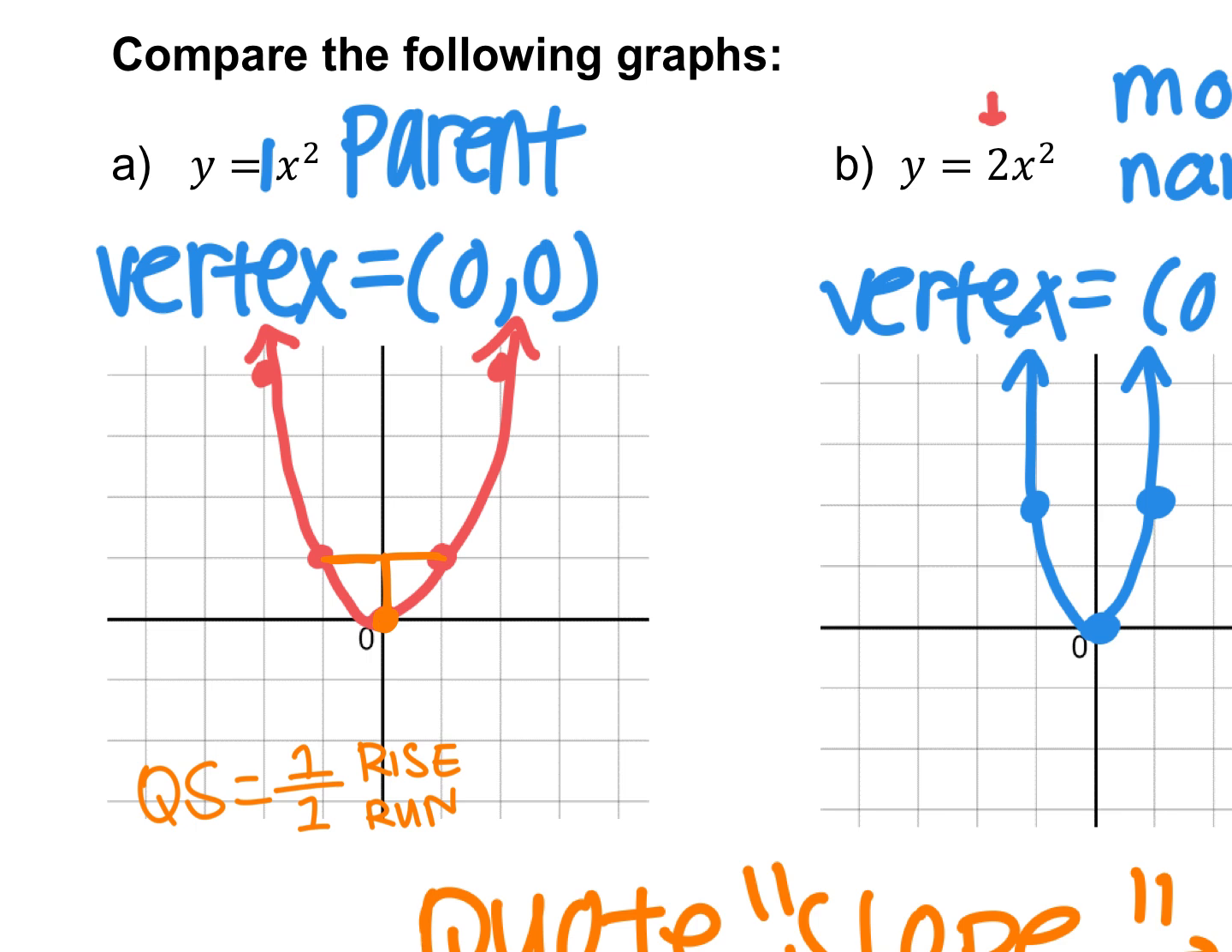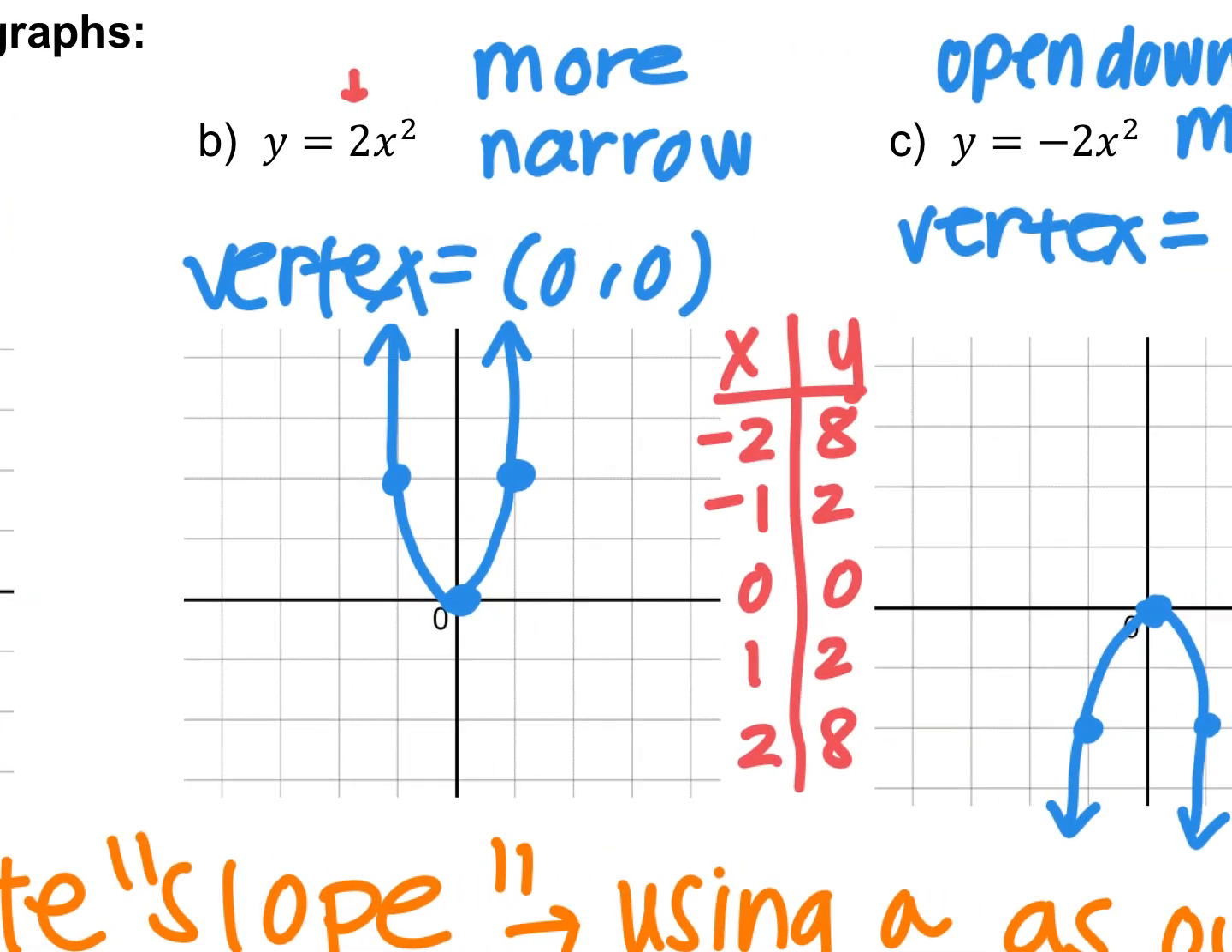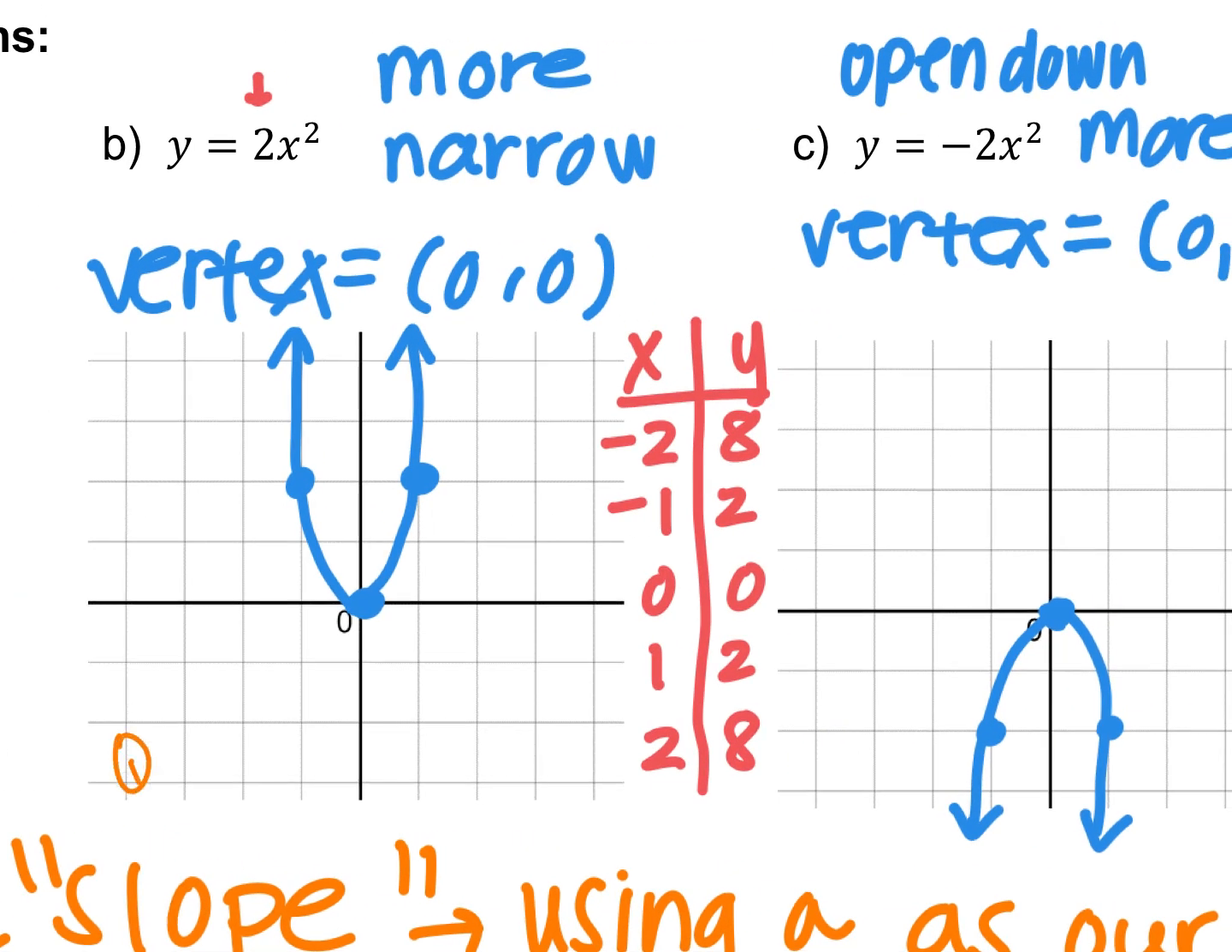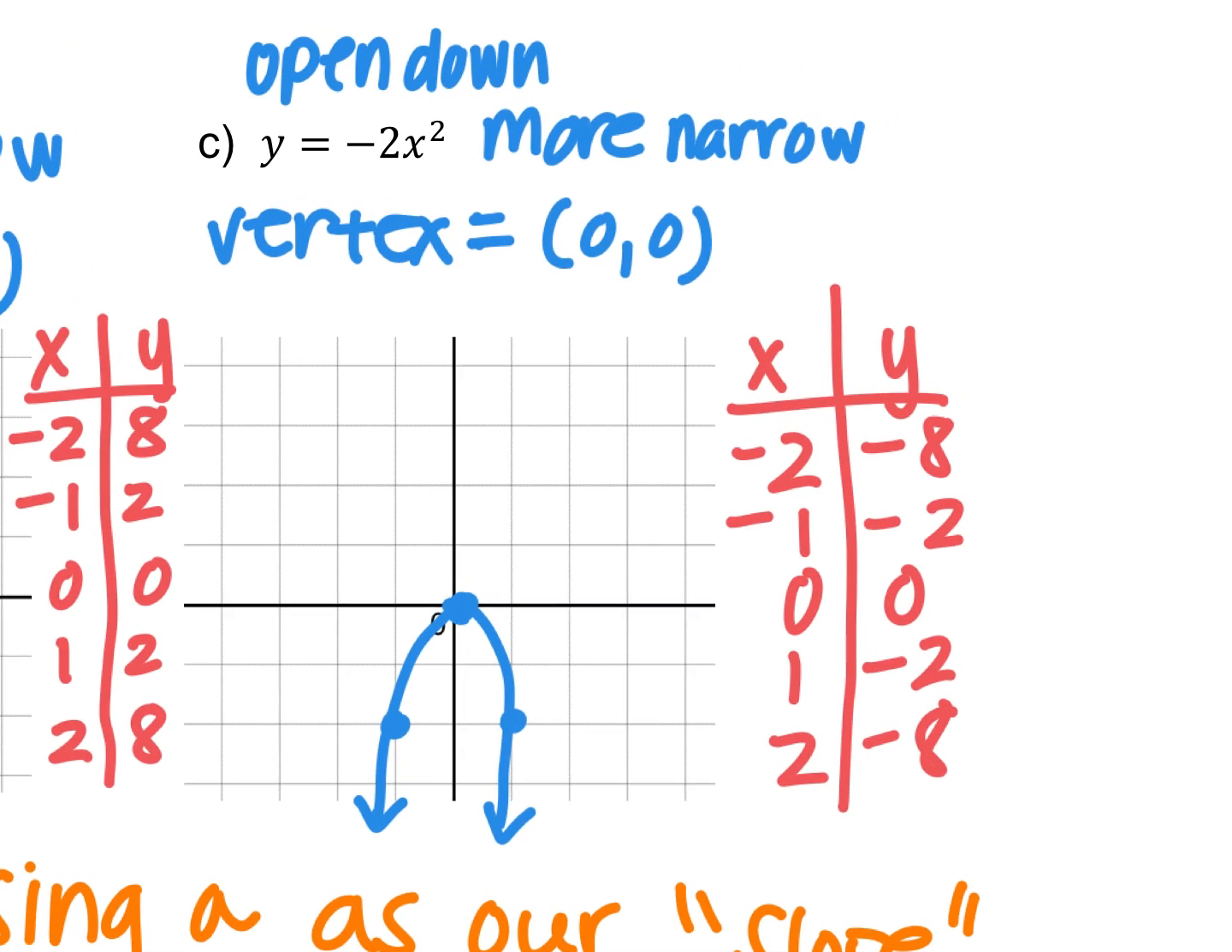Trust. So then here, with B, my quote slope is 2 over 1 because my value in front of x is 2. So from the vertex, I don't go up 1 over 1. I go up 2, right and left 1. That gets me my first 3 points. Are you following? With C, my quote slope is -2 over 1. So from my vertex, I go down 2 and then right and left 1.